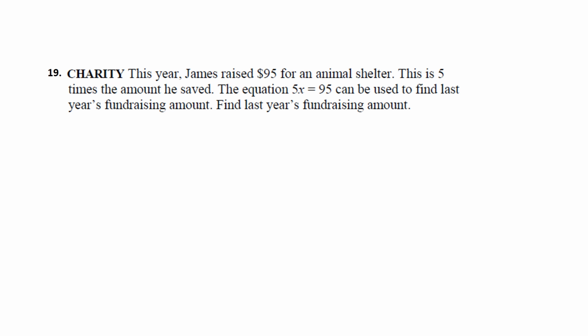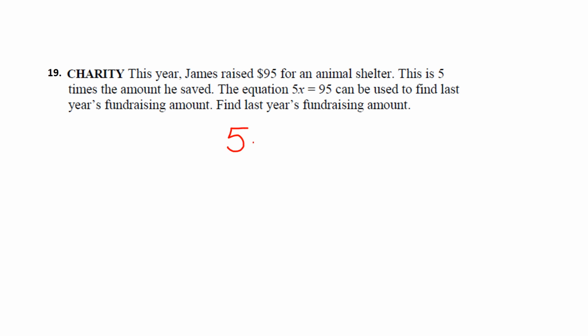Question number 12, charity. This year, James raised $95 for an animal shelter. This is 5 times the amount he saved. The equation 5x equals 95 can be used to find the last year's fundraising amount. Find last year's fundraising amount.